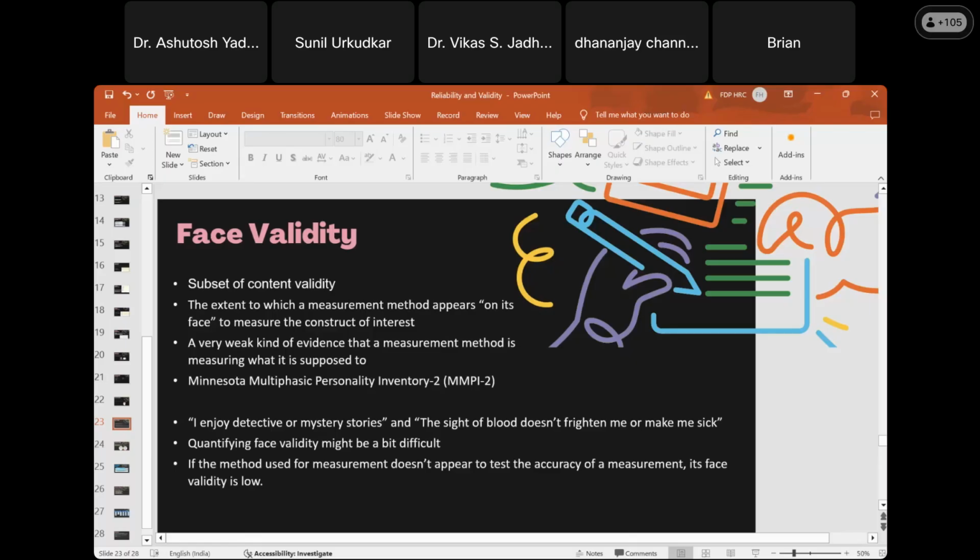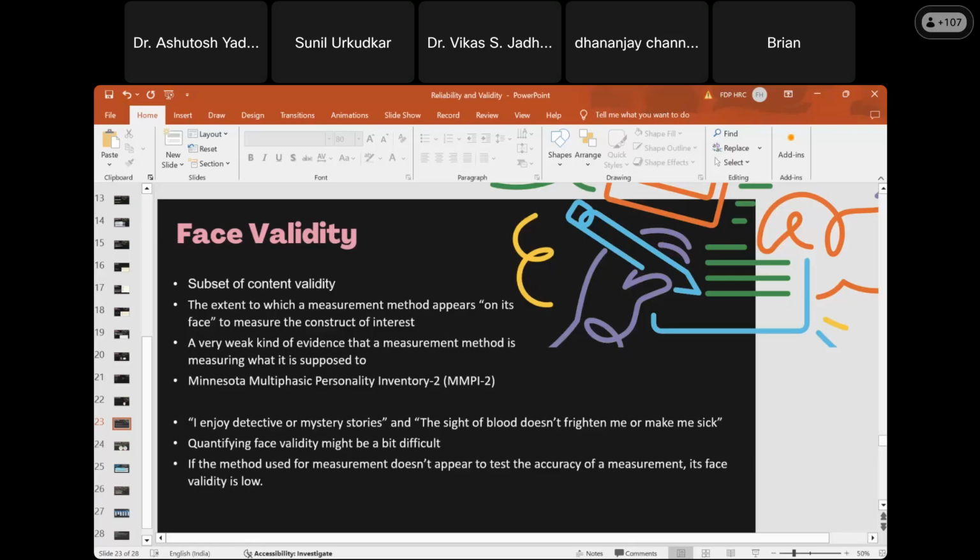That measures many personality characteristics and disorders by having people decide whether each of over 567 different statements apply to them or not. Okay, and where many of the statements do not have any obvious relationship to the construct that they measure. जैसे उस इन्वेंटरी में, पर्सनालिटी क्वेश्चनर में, देयर आर क्वेश्चंस लाइक आई एंजॉय डिटेक्टिव और मिस्ट्री स्टोरीज. देयर इज अनदर क्वेश्चन दैट सेज द साइट ऑफ ब्लड डज नॉट फ्राइटन मी और मेक मी सिक. Okay, so both measure the suppression of aggression.